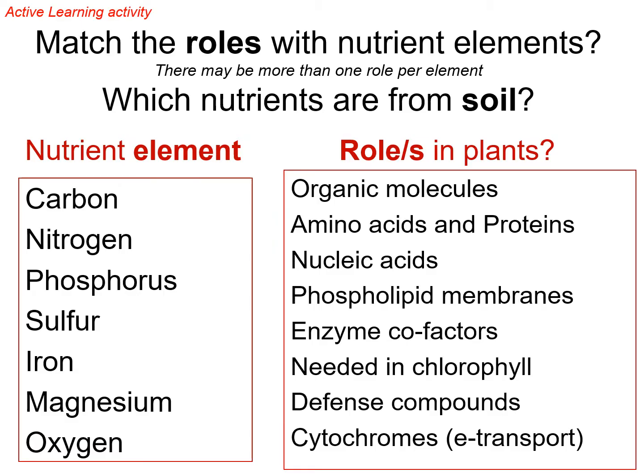So here is an active learning activity for you to do at home. I want you to think through matching the roles of the nutrient elements on the left with potential roles in plants on the right. There may also be more than one role per element. So carbon, for example, might be represented in more than one of the roles on the right-hand side.